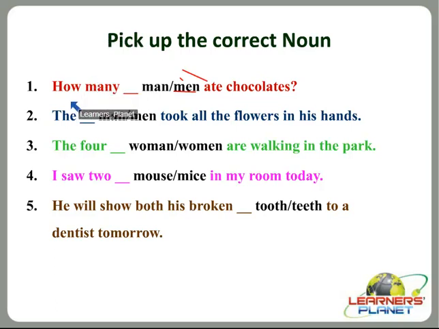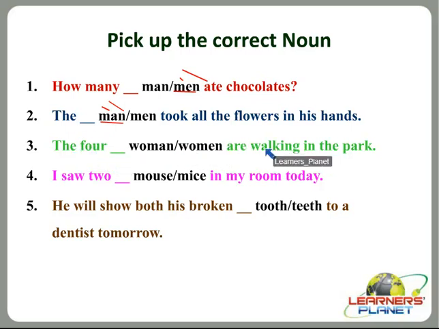Next, the dash took all the flowers in his hands. In his hands means there is one person. So, man or men? Man. The man took all the flowers in his hands.